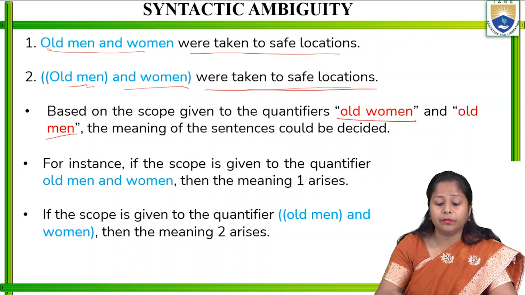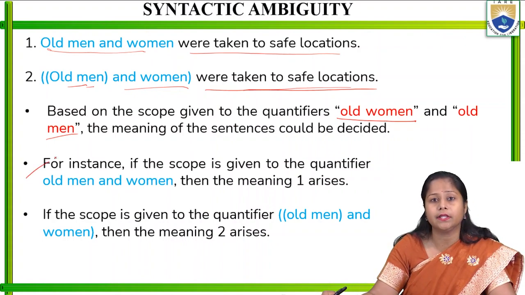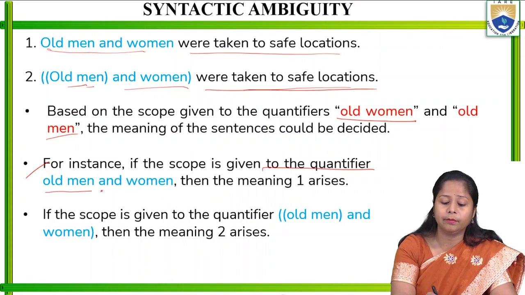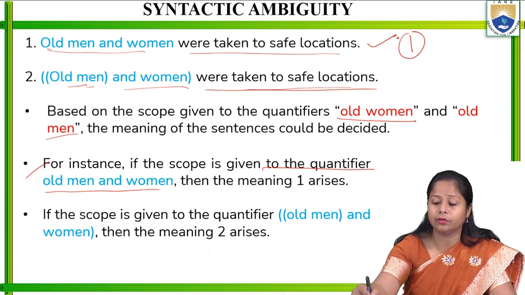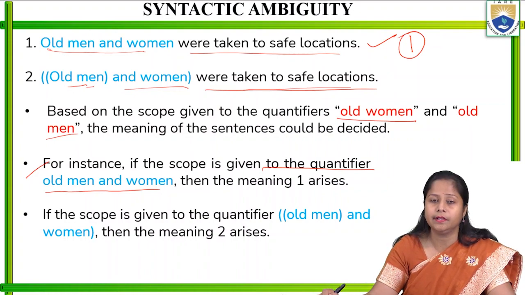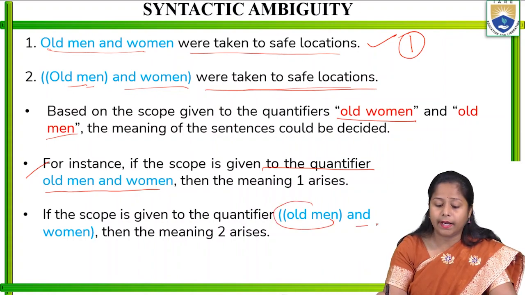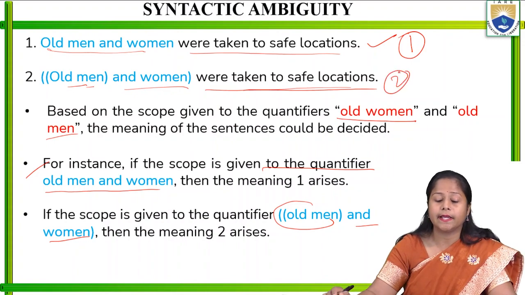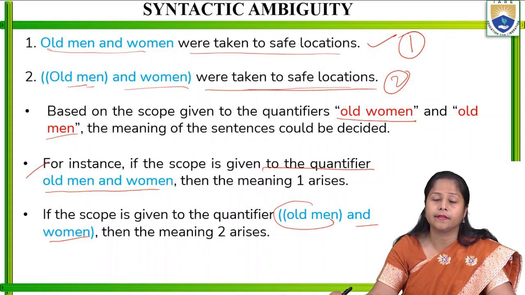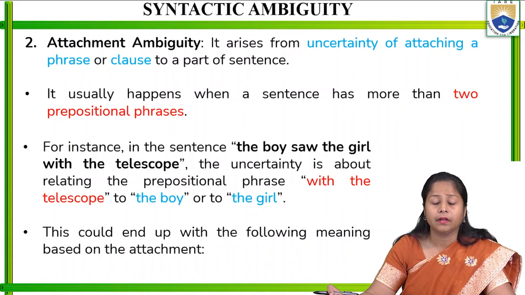So for instance, suppose we see the scope is given to the quantifier old men and women, then meaning one will arise. So old men and women were taken to the safe location. So that was the first interpretation, the first sentence. If the scope is given to the quantifier old men and women, then the meaning of two will arise. So the second sentence will be the correct sentence for this quantifier. So that is called a syntactical ambiguity. Now that was the scope ambiguity.